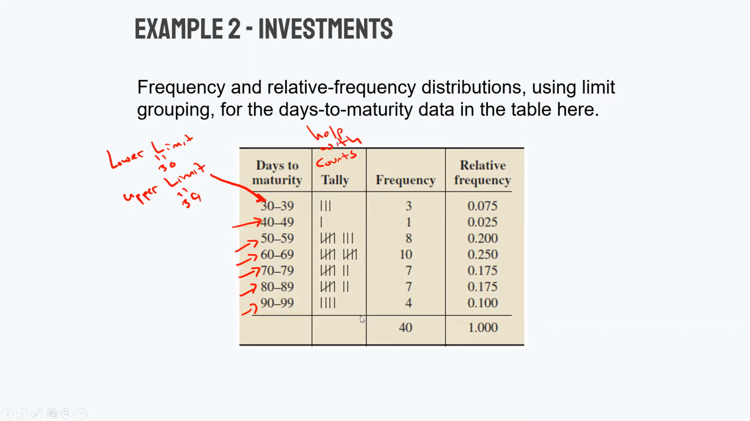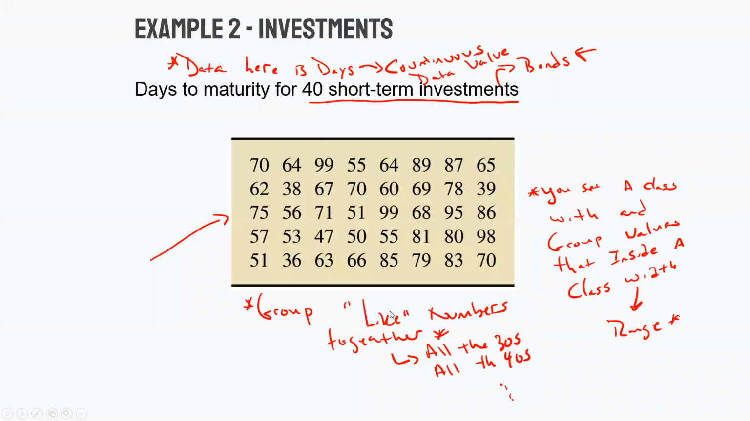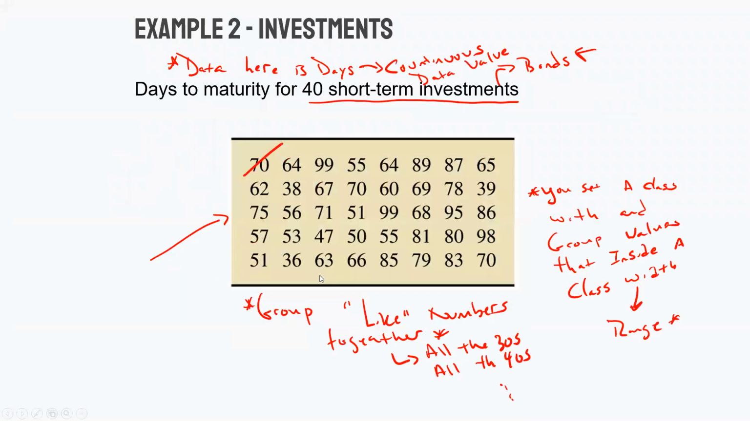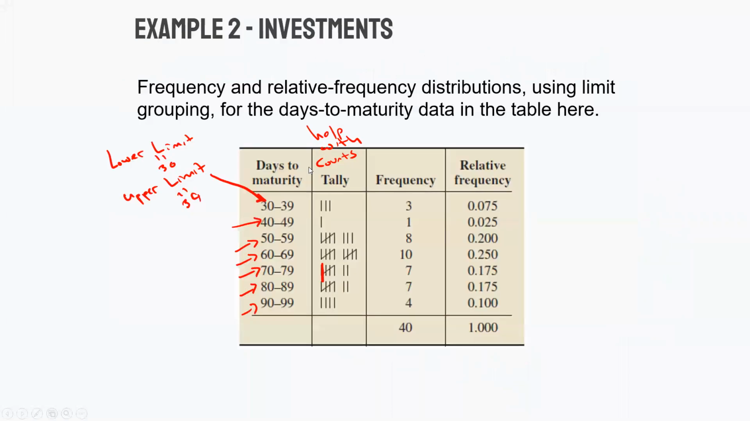Okay? So looking back here, what you would do is you just go through and say, okay, the first value is a 70. I'd put a tally mark here. The second value is a 64. I'd put a tally mark here, and so on. You would do that as a way to help you. And I'll just do the next one.